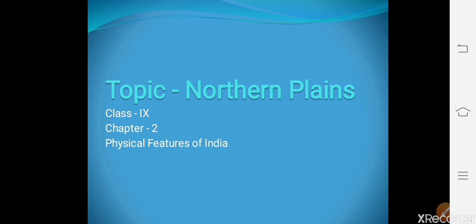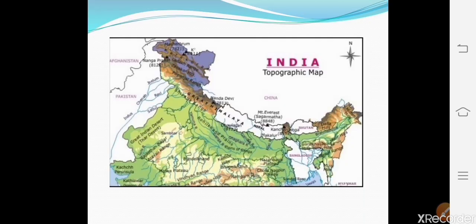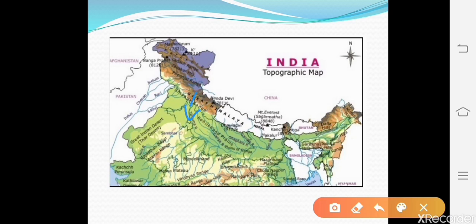Today we'll start with the second important physical feature of India, that is Northern Plains. They are Northern because they are in the north of India, and plains because the large area is flat land. Now their location. They are located to the south of Shivalik Range and to the north of Peninsular Plateau. And the areas included in it are Rajasthan, Punjab, Haryana, Uttar Pradesh, Bihar, some parts of Jharkhand, West Bengal, and Assam.